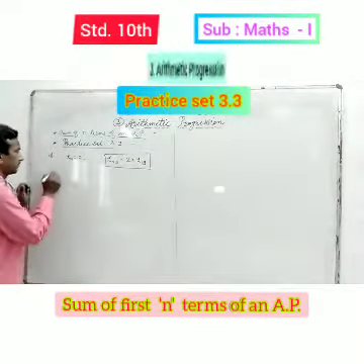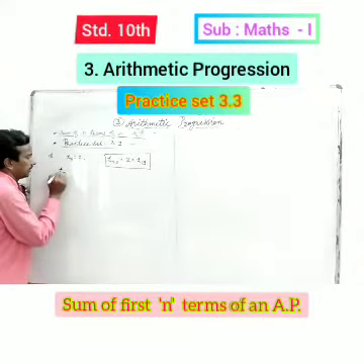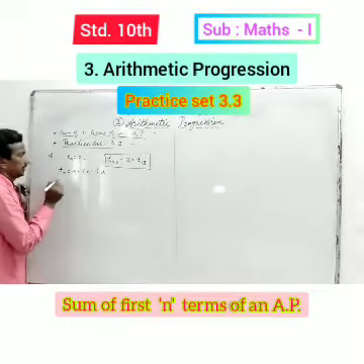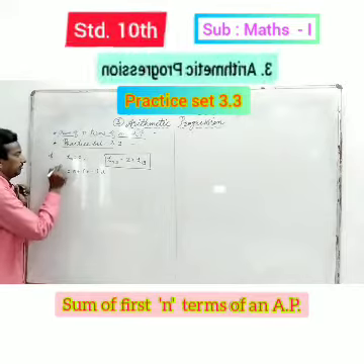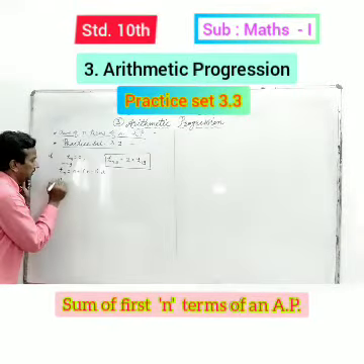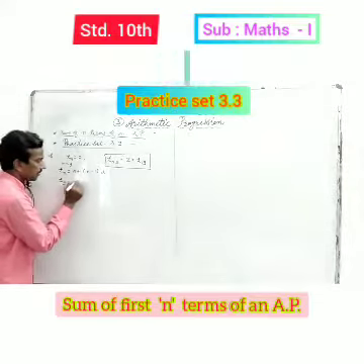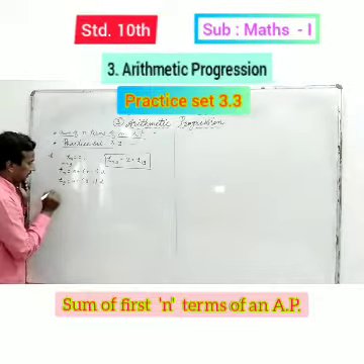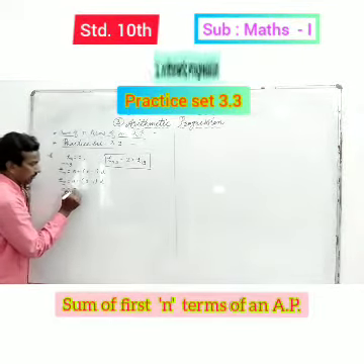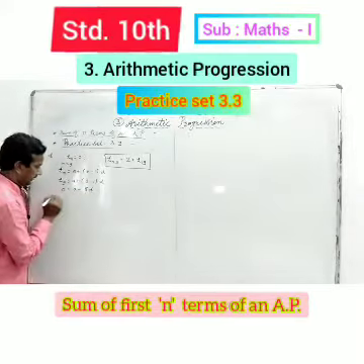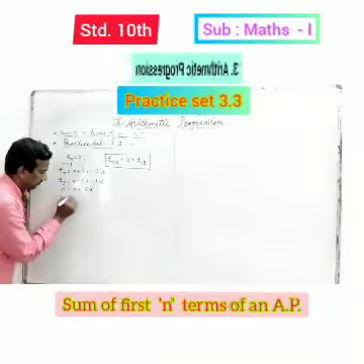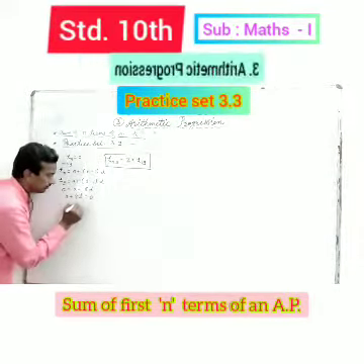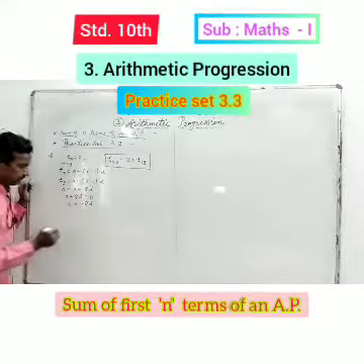First, we know the formula for the nth term, Tn equal to a plus (n minus 1) into d. Take n equal to 9, then T9 is equal to a plus (9 minus 1) into d. But the T9 term is 0, so 0 equal to a plus 8d. A plus 8d equal to 0. Now we can find the value of a: a is equal to minus 8d.